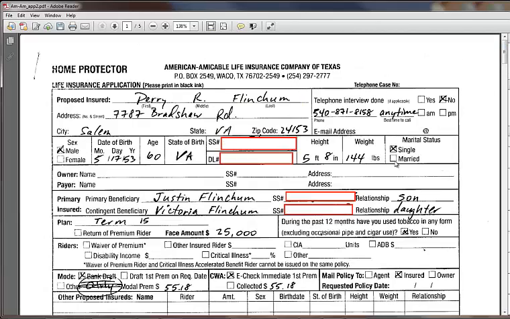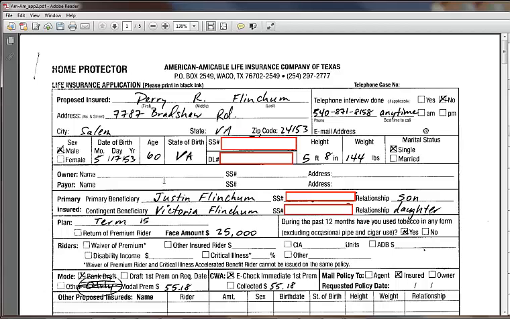There are a few other things I'm going to touch on that I have seen hold applications up, so it's really good to keep in mind. The first one is this payer and owner. Recently, American-Amicable sent out a notification saying that the payor cannot be a third party unless it's a spouse or if the parent is paying for a child that's under 25 years old. So if they are over 35, the only payor could be either a spouse or themselves.